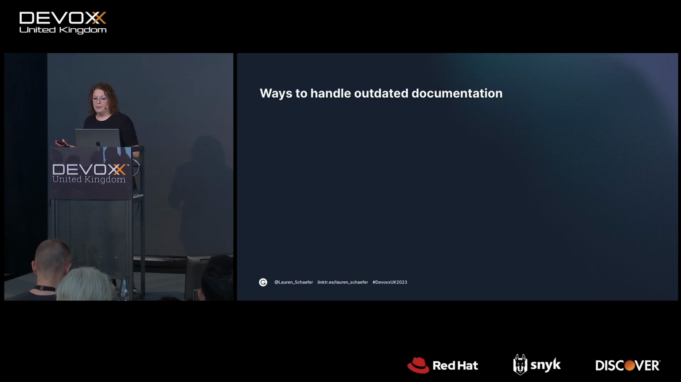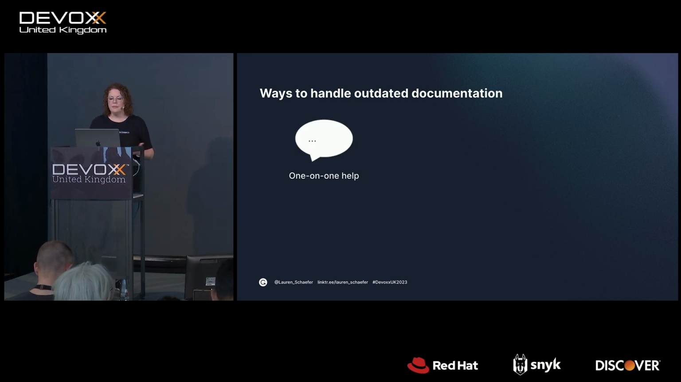So let me give you some examples of ways to handle outdated documentation, and you can build a process that makes sense for you. So first up, you can provide one-on-one help. So just say, hey, if something's broken, contact me directly, and I'm going to help you out. This is super effective, but as you can imagine, does not scale well.